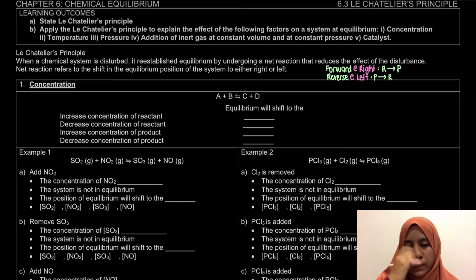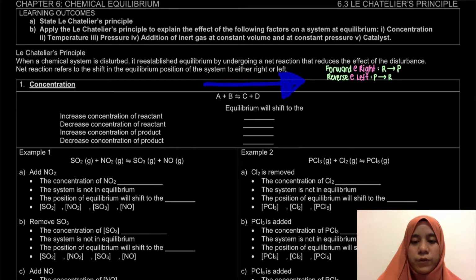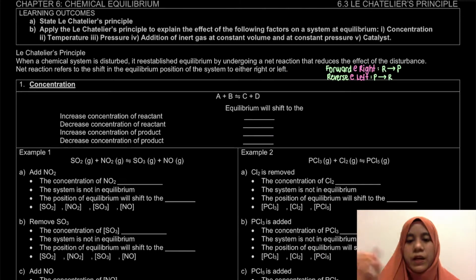We know that for the reversible reaction, the reaction can be a forward reaction where the reactant changes to product. The arrow points to the right. So that's why we call it right: the equilibrium shifts to the right. And then the reaction can also go from the product to reactant, so the arrow will go to the left. So it is a reverse reaction, or we denote it as the reaction will shift to the left. So don't be surprised, we will use right and left a lot.